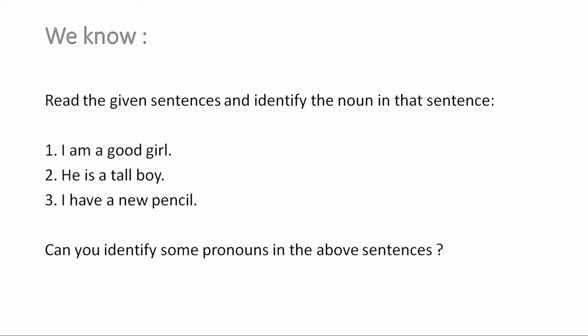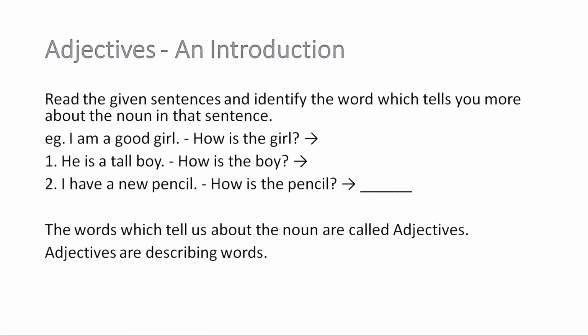Perfect. So we can identify pronouns also. Now, if I want to know more about these nouns or pronouns, I'll need to add a few words to the sentence. Those words would be describing words. Very easy, simple. So let's move on. Using the same sentences, so that it's easier: I am a good girl. Girl was the noun. So what kind of girl am I? Good. This word good helps me describe the girl. So this would be a describing word or an adjective.